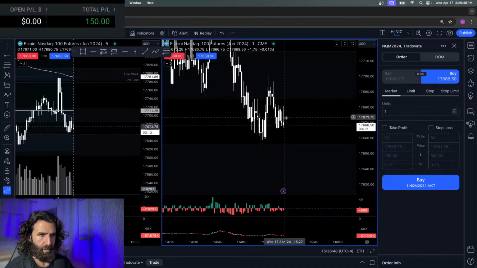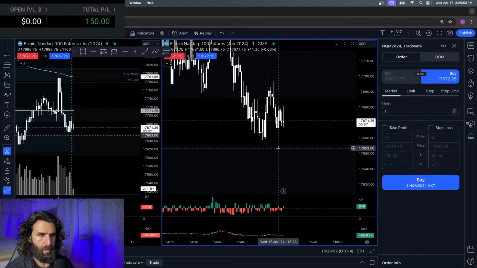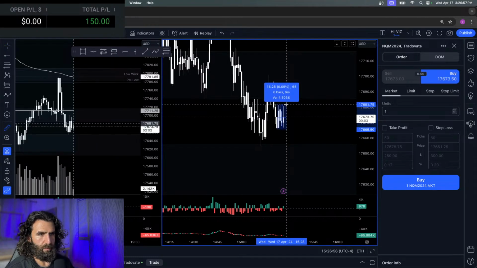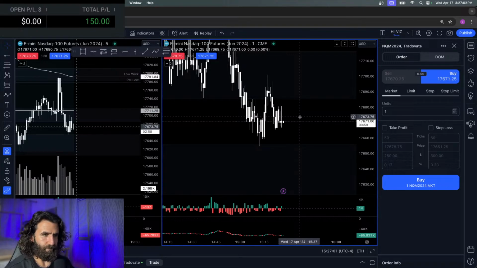But this type of back and forth price action on the 1 minute, if I go from the low to the high, we're talking 60 ticks, 65 ticks. So it just is not as convincing for a quick trade.